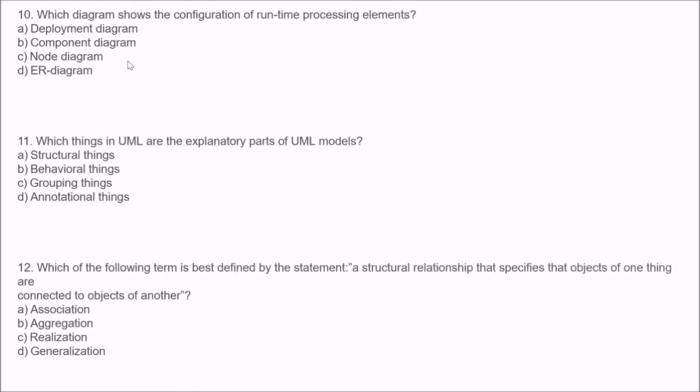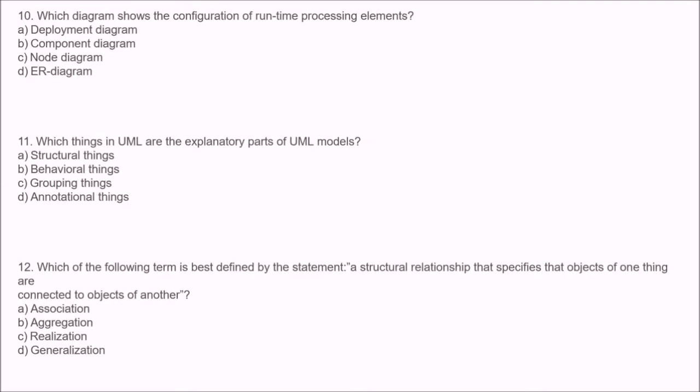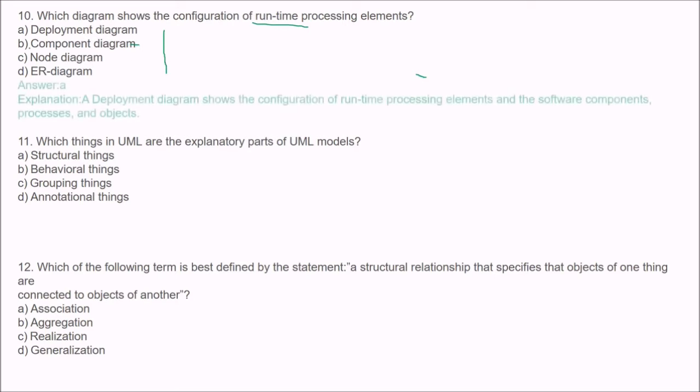Next question is which diagram shows the configuration of runtime processing elements? These are 4 options for you. The answer is deployment diagram, because the deployment diagram shows the configuration of runtime processing elements and the software components, processes, and objects. So we'll go with the deployment diagram.